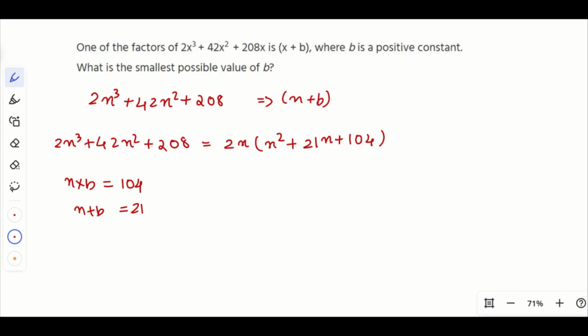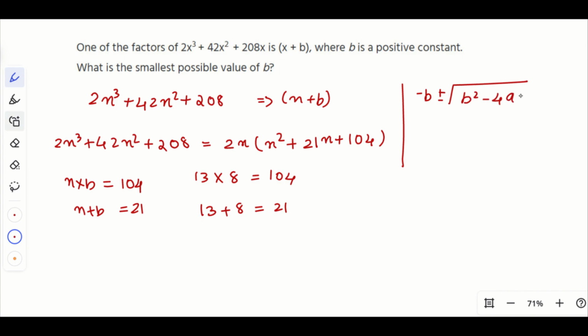Let's take 13 and 8. What is 13 times 8? That will give you 104. And what is 13 plus 8? That will give you 21. So it satisfies the condition, right? And if you are not sure with this method, you can directly use the quadratic formula: minus b plus or minus the root of b squared minus 4ac, divided by 2a. You can substitute the values here and solve, and you will get two numbers. And you can take the number according to the question.